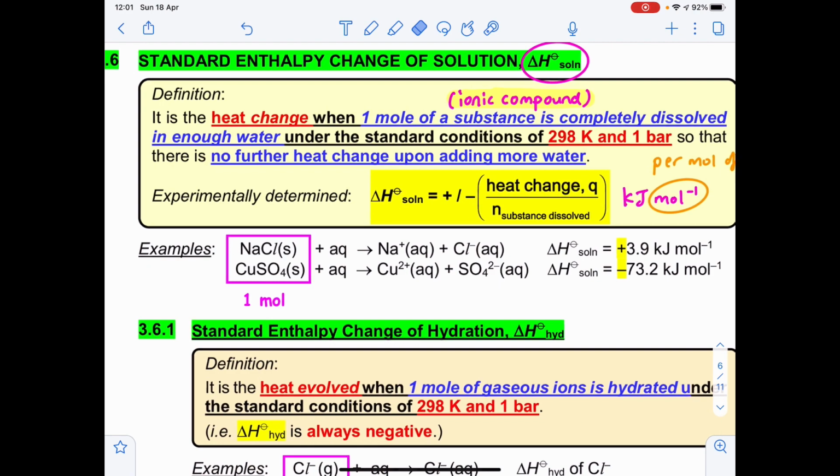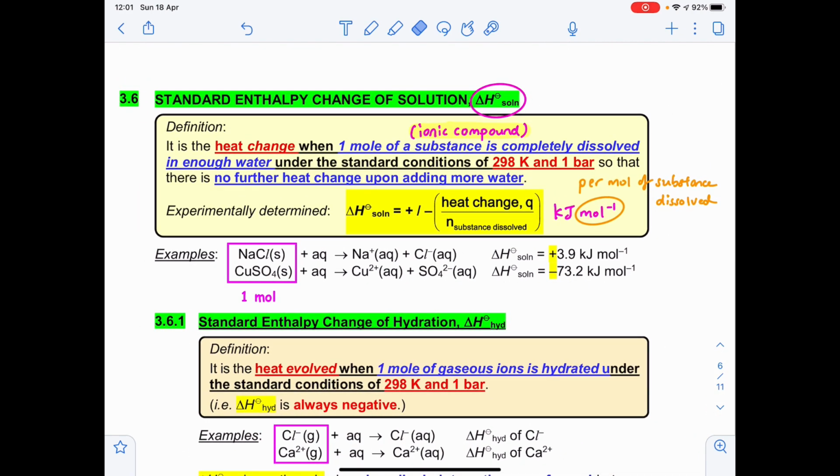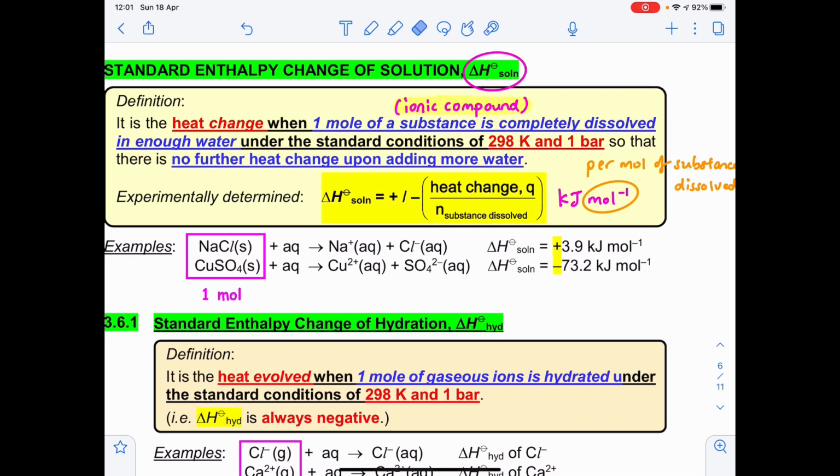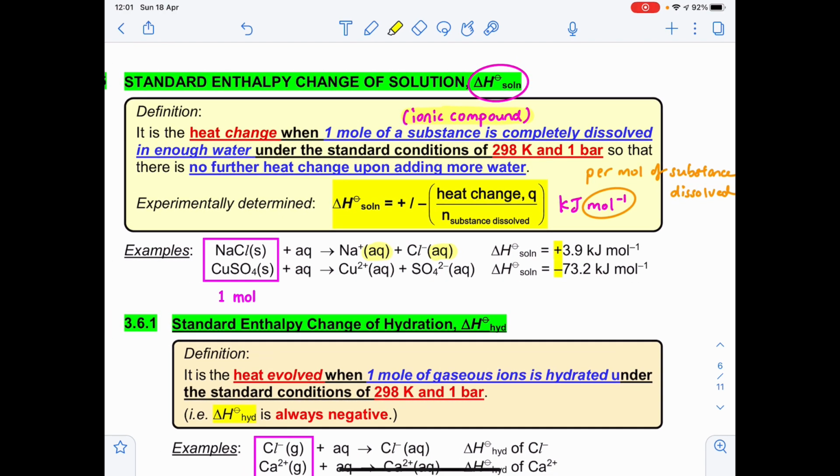For example, sodium chloride. To represent the enthalpy change of solution for sodium chloride, the equation will show 1 mole of sodium chloride solid dissolved in water to give aqueous Na+ and Cl- ions. Likewise for copper sulfate. To represent the enthalpy change of solution for copper sulfate, the equation has to be 1 mole of copper sulfate solid dissolved in water to give aqueous Cu2+ ions and sulfate ions. Remember, the substance has to be in 1 mole. And the enthalpy process can be positive or negative.